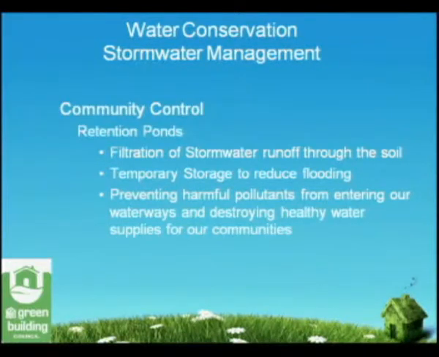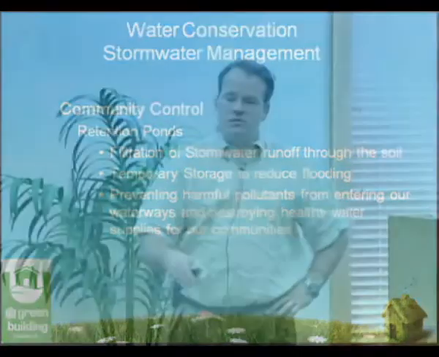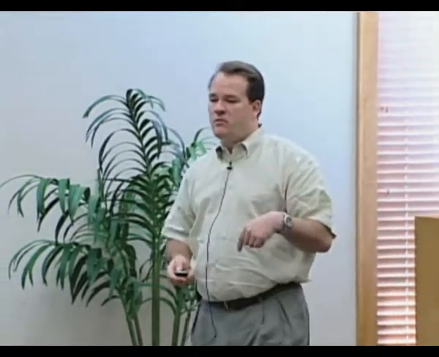How we do this, a lot of community control is what we're doing. You're seeing more retention ponds in communities, more filtration of stormwater runoff basically through the soil, temporary storage to reduce the flooding like we just showed you, preventing also those harmful pollutants from entering our waterways.